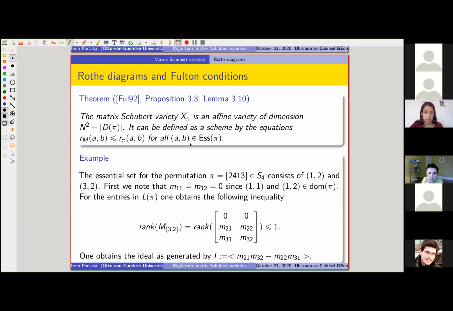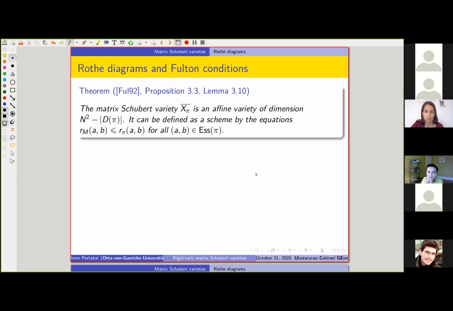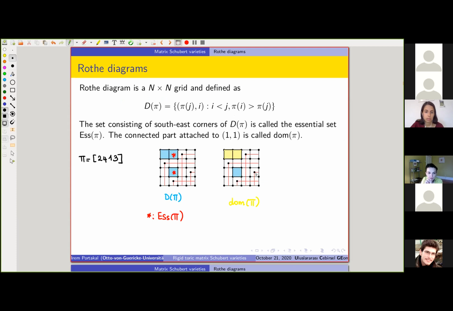Let's see how we do that for our permutation, for example. So we take the same one, 1, 1, 3. Remember, we had two essential sets. Let me go back. So we had two essential sets. One of them was just 1, 2, this red one. And the other one is, maybe I write it properly. So here, 1, 2, and 3, 2. Okay, so let me try to apply this theorem, the Fulton conditions, to understand the ideal.